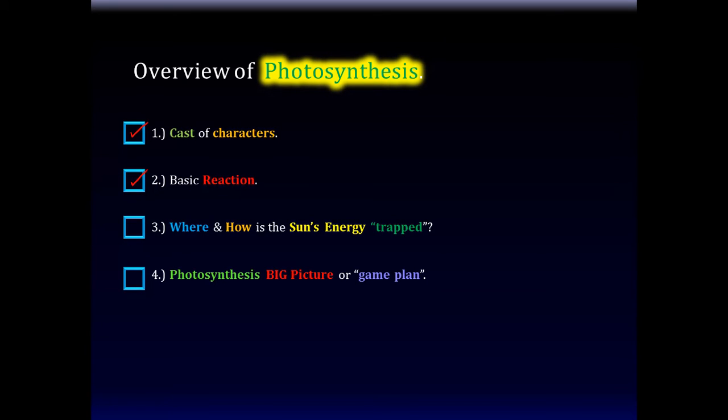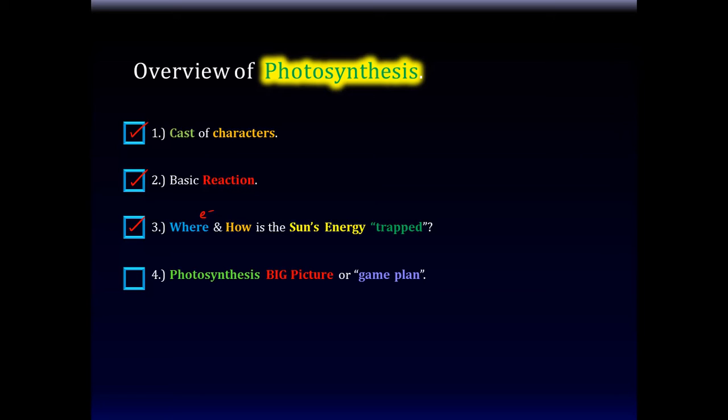Okay, we talked about the cast of characters. We talked about the basic reaction. We talked about where and how the sun's energy is trapped. Where is it trapped? It's trapped in the electron. And how is it trapped? It's trapped by using the chlorophyll, which is designed to capture that light, and this electron energy is used to make those high energy bonds.